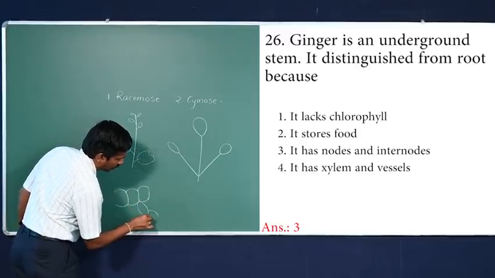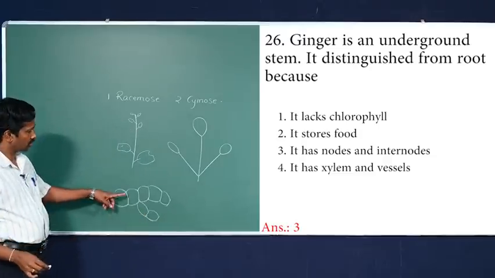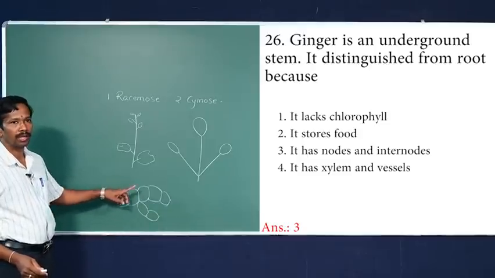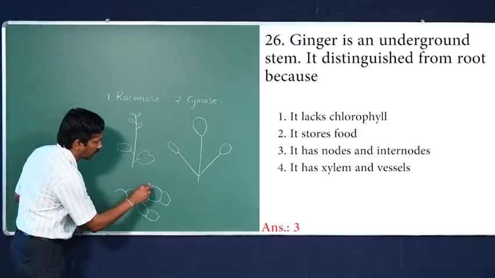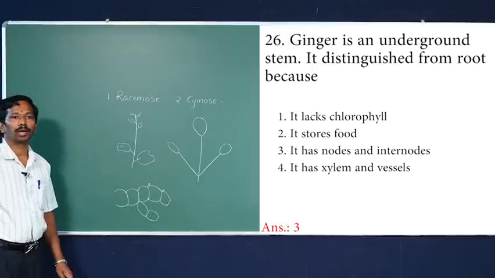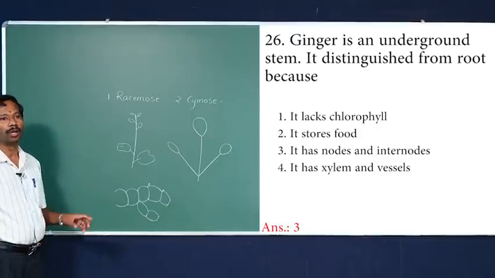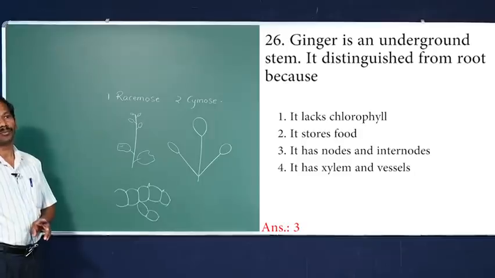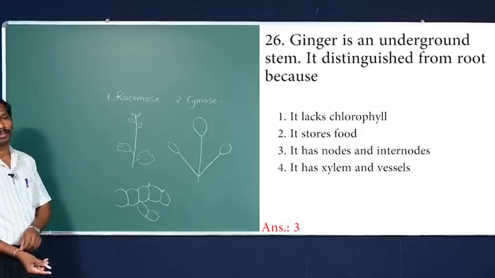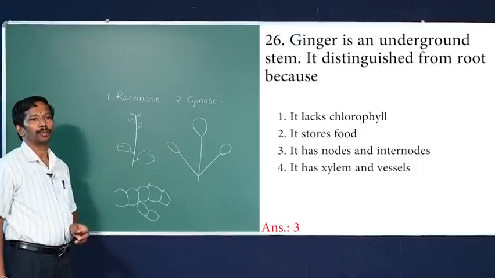In ginger you can find a branched, flattened structure, and each nodal region contains scaly leaves because of the presence of nodes and internodes, and each node has small buds which may develop into a new plant body. It is an underground stem and not a root system, because in a root system nodes and internodes are completely absent. Lack of chlorophyll, storage of food material and presence of xylem elements are even present in the case of the root system also. Hence the option should be 3.